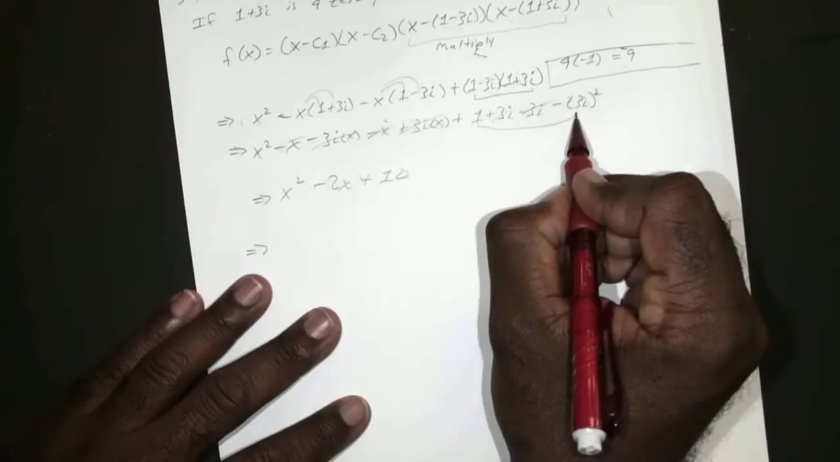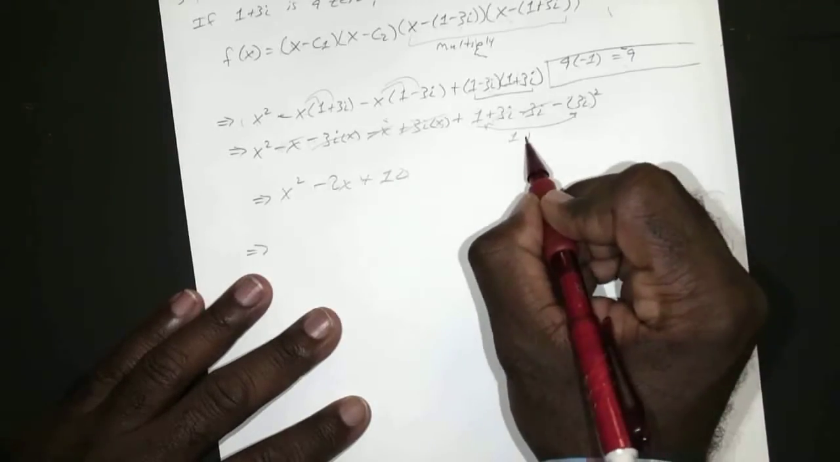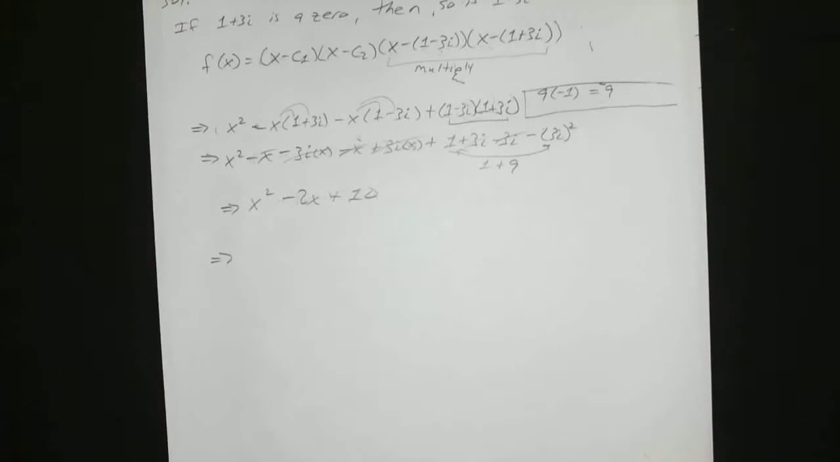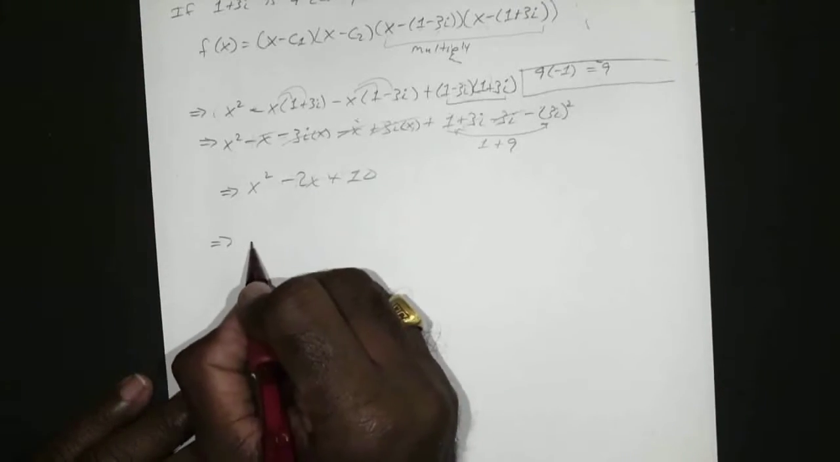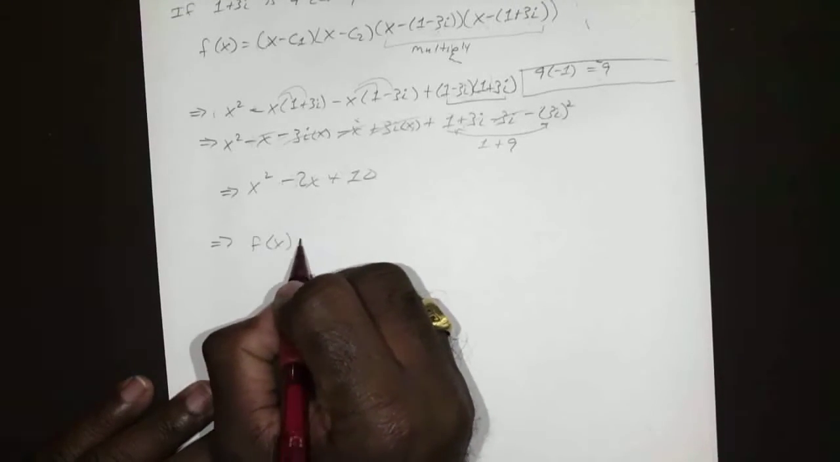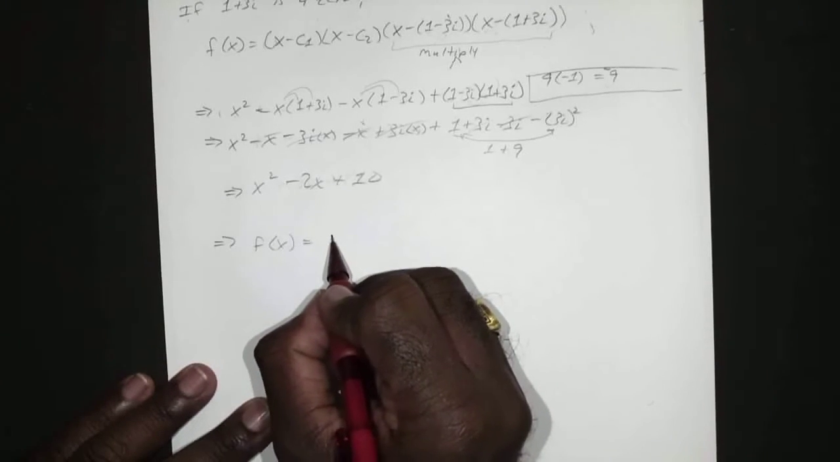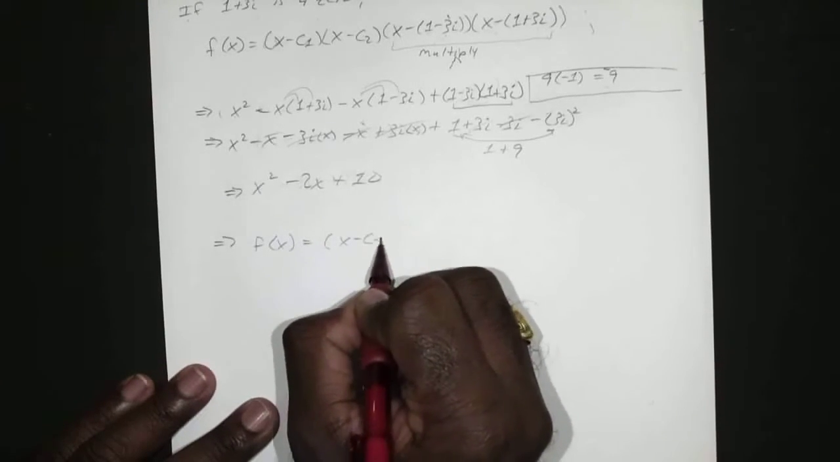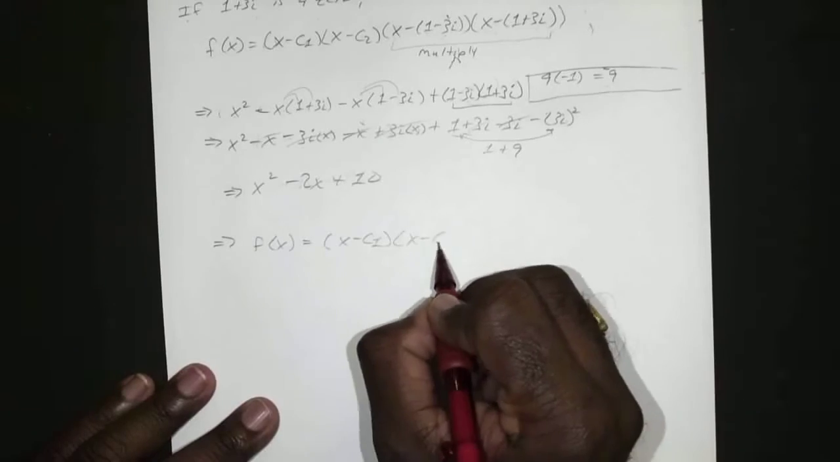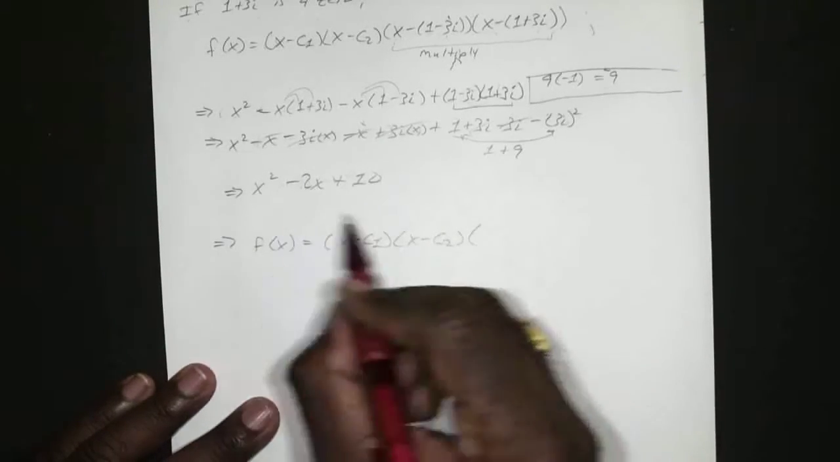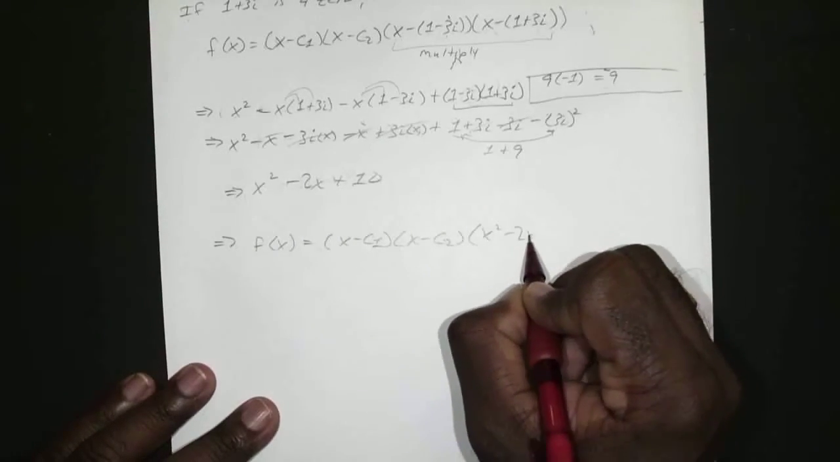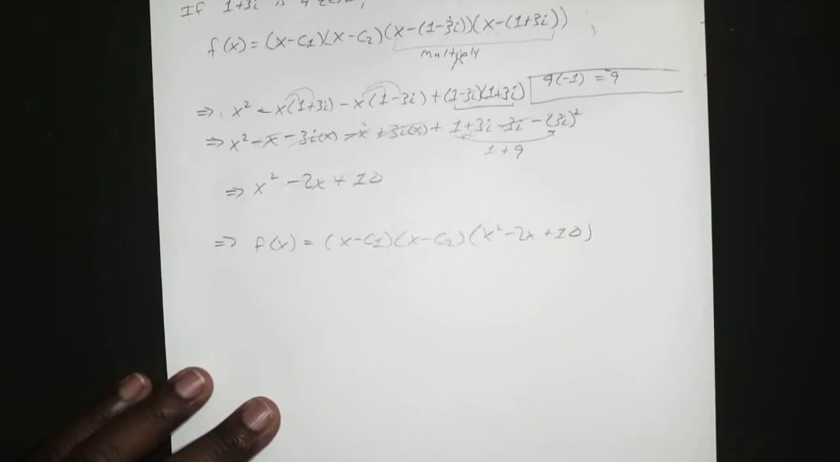Since we added these two together. All right, knew that didn't look right. So now we have that. We have our f of x equals some x minus c1 times x minus c2 times x squared minus 2x plus 10.